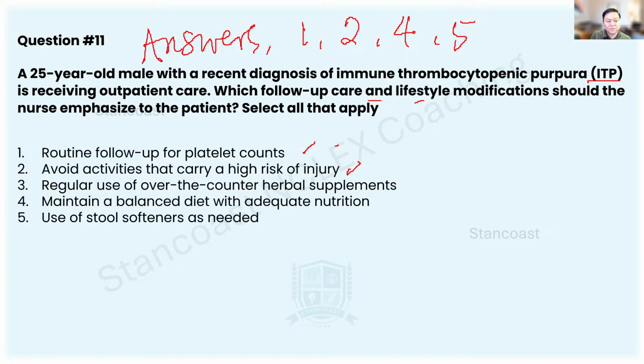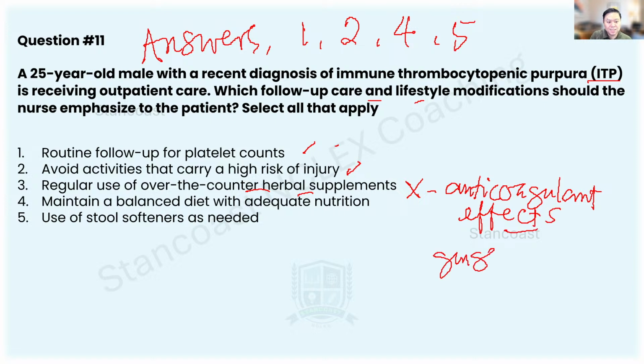Regular use of over-the-counter herbal supplements, this is wrong. Remember that herbal supplements can potentially have anticoagulant drug effects. So we are going to educate the patient to avoid those things. You've got your ginger, garlic, the ginkgo. What else? Ginseng, yeah. Ginger, garlic, and ginkgo. So be careful with those. We are eliminating that one.